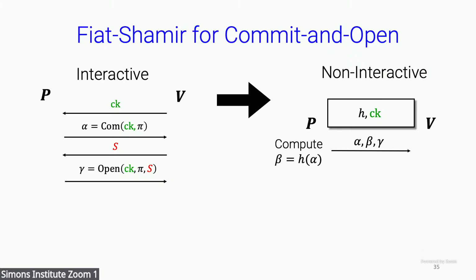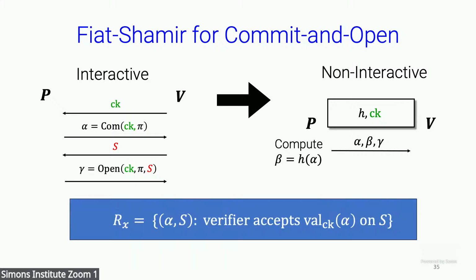And let's think about how you would argue soundness of Fiat-Shamir for this protocol specifically. So the key idea here is to think about a slightly different relation than the one that we talked about before. Before we said alpha beta is in the relation if there exists an accepting third message. Here I'm going to write down something different.